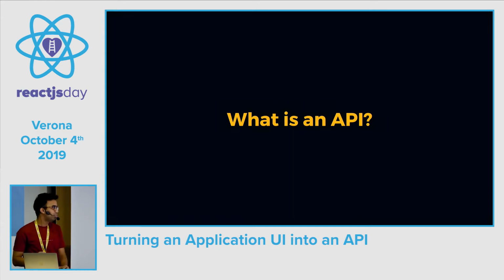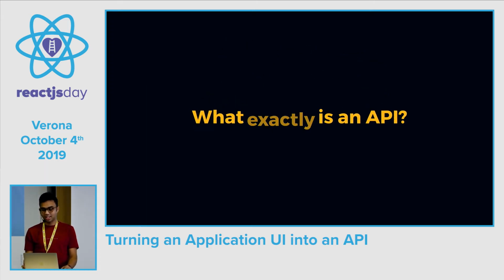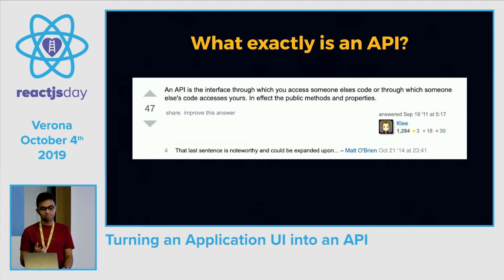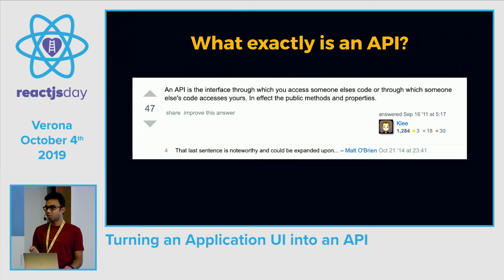Let me first explain what an API is, to bring everyone onto the same page. Like every software engineer, I Googled what an API is, and I got this definition: a set of functions and procedures allowing the creation of applications that access the features or data of an operating system, application, or other services. I was not smart enough to understand what that means, so I Googled again, asking what exactly is an API. I landed on this Stack Overflow answer, which is much easier to understand: an API is an interface through which you access someone else's code, or through which someone else's code accesses yours. In effect, the public methods and properties.